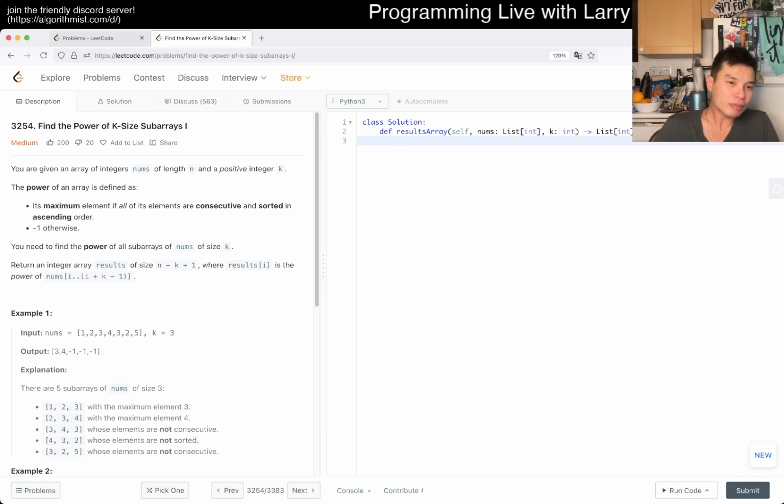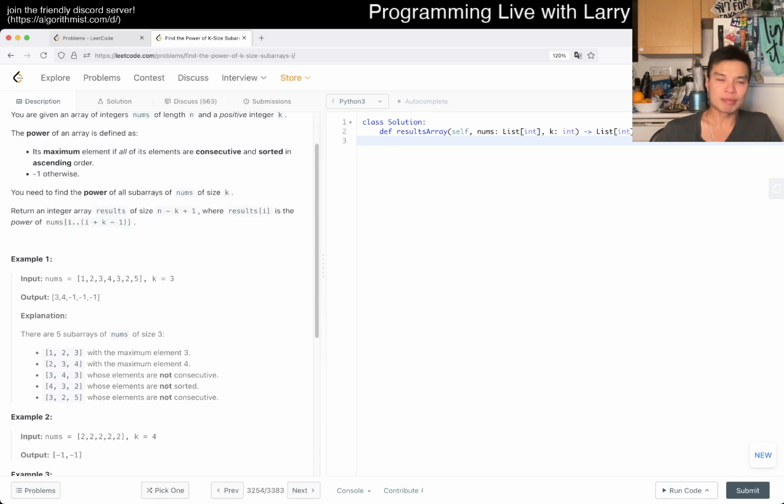But yeah. Alright, today we have 3254, Find the Power of K-Size Subarrays 1. You're given an array of integer numbers of length n and a positive integer k. The power of an array is defined by the maximum element if all its elements are consecutive and sorted in ascending order, negative one otherwise. You need to find the power of all subarrays of numbers of size k.